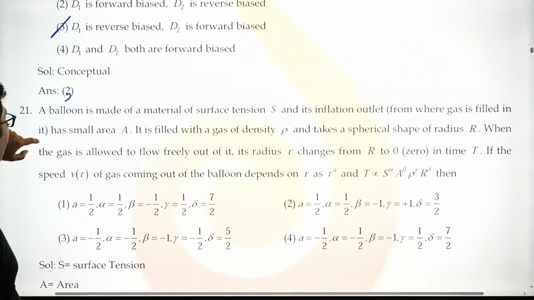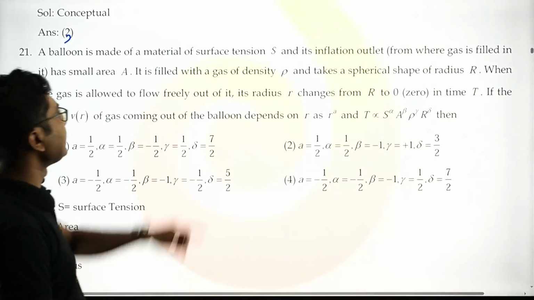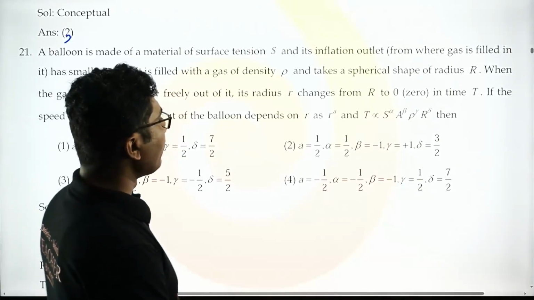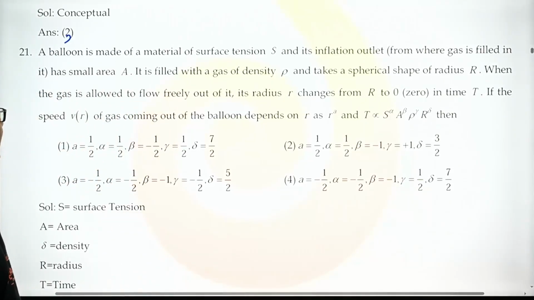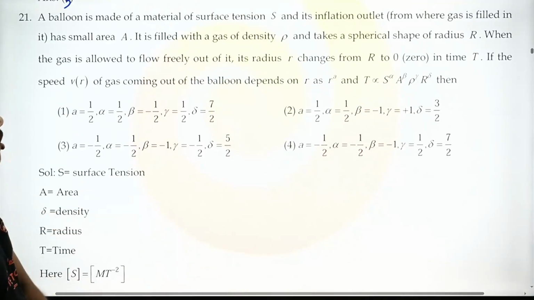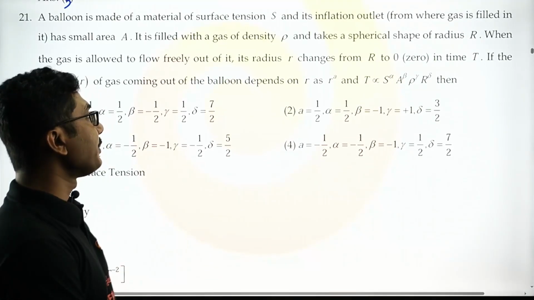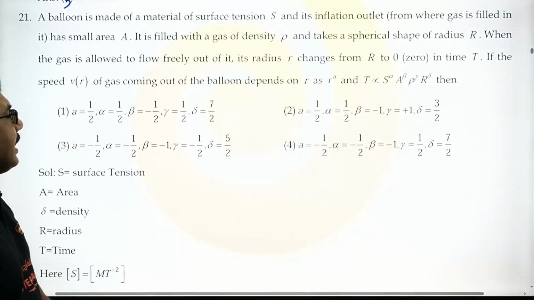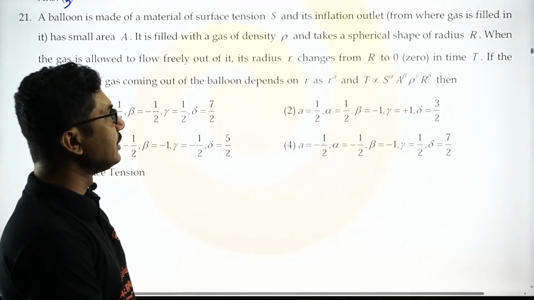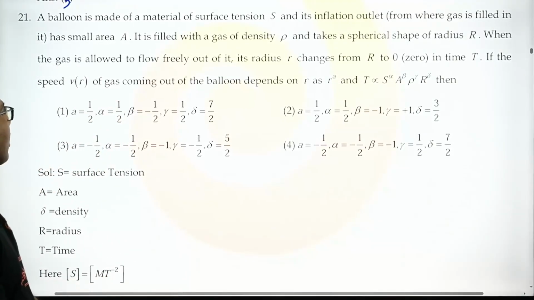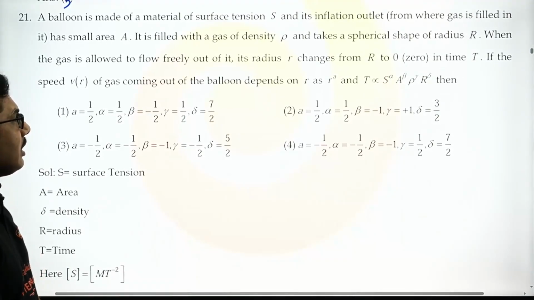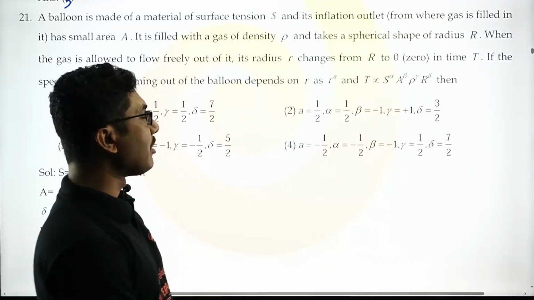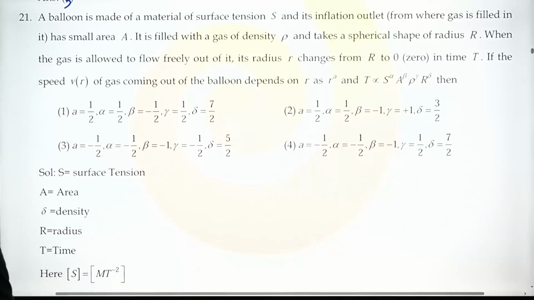Now a balloon is made of material of surface tension S and its inflation outlet, from where gas is filled in it, has small area A. It is filled with a gas of density rho and takes a spherical shape of radius r. When the gas is allowed to flow freely out of it, its radius changes from r to 0 in time t. If the speed Vr of the gas coming out of the balloon depends on r as r to the power a, and t is proportional to S to the power alpha, A to the power beta, rho to the power gamma, and r to the power delta, then.